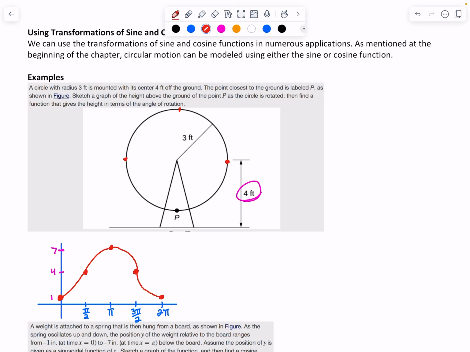Yours probably looks a lot better than mine, right? These should be a little smoother. But you get the idea there.